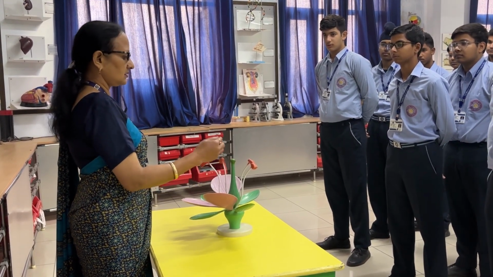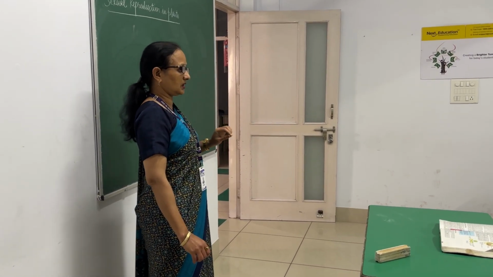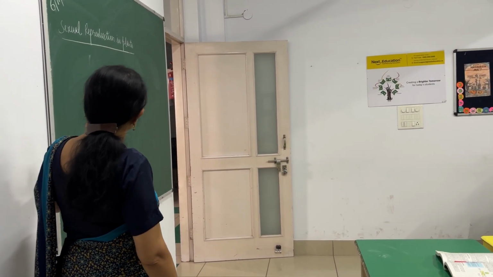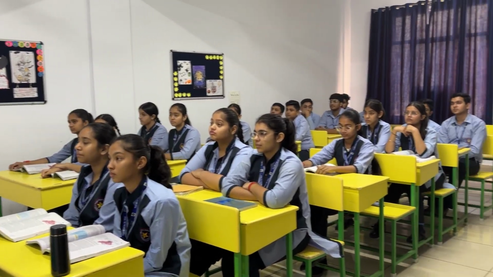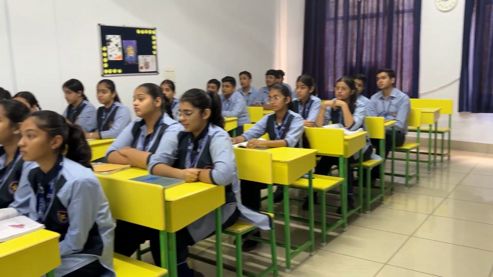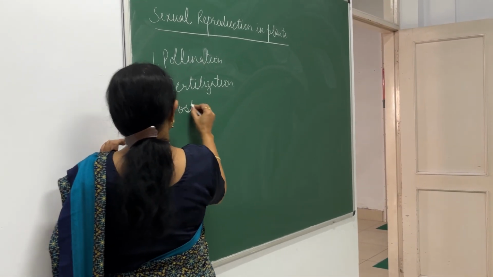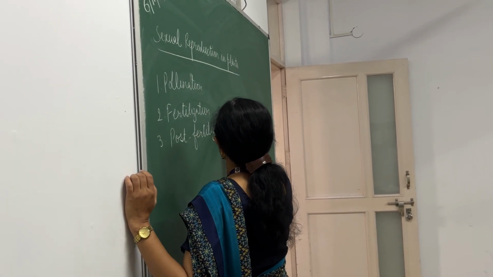Carpel parts. We continue the topic sexual reproduction in plants. All of you are aware of the parts of a flower, and we know that sexual reproduction in plants involves different steps like pollination, fertilization, and post-fertilization changes.